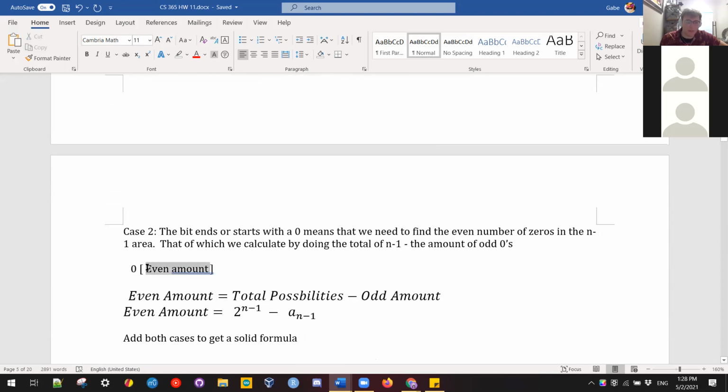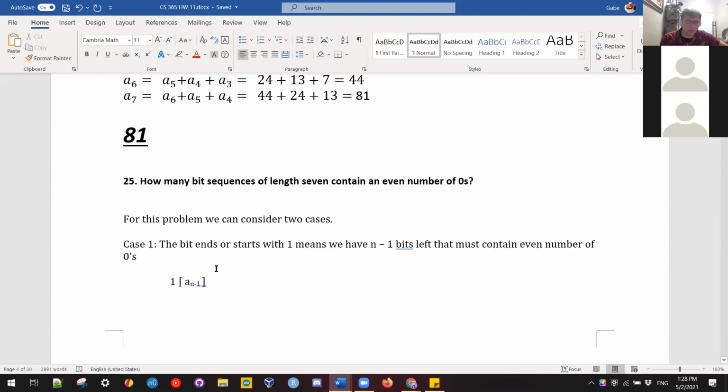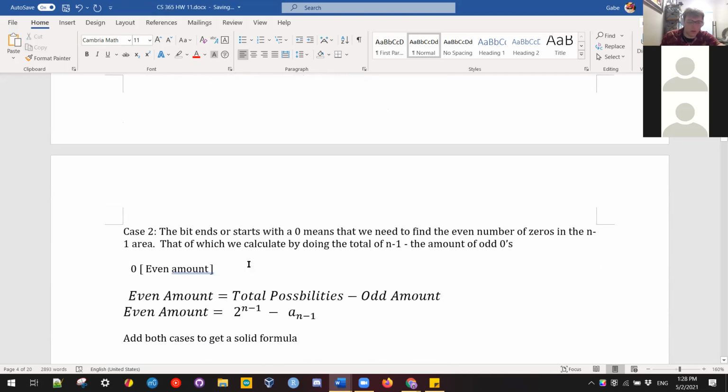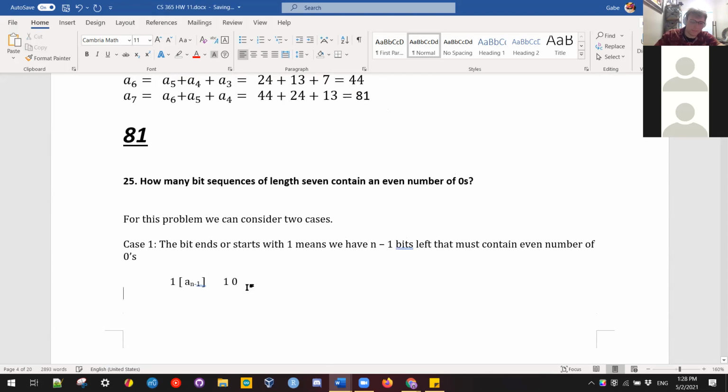So we actually have to get the even amount because, for example, if we did 0, that's not an even amount. So that would be 1, 0, right? So we'd be good. But in this case, if it was just 0, that'd be 0, 0, which is not good. So that's why we got to do even.